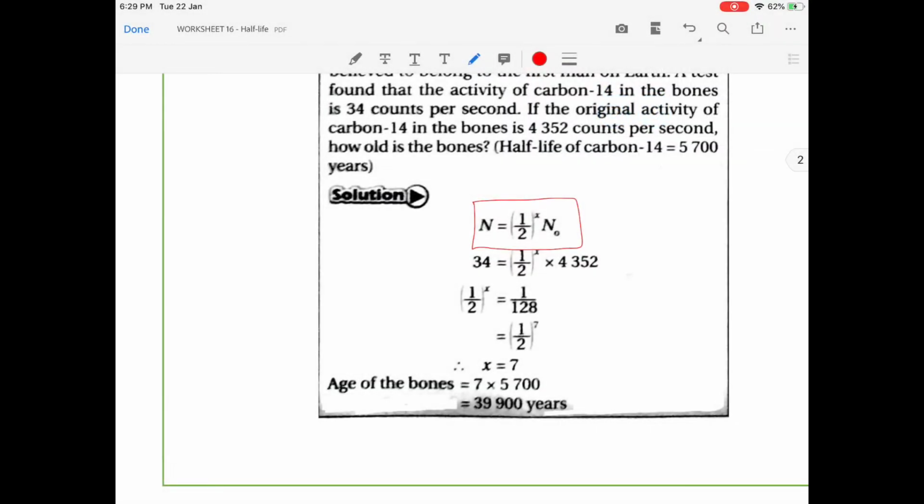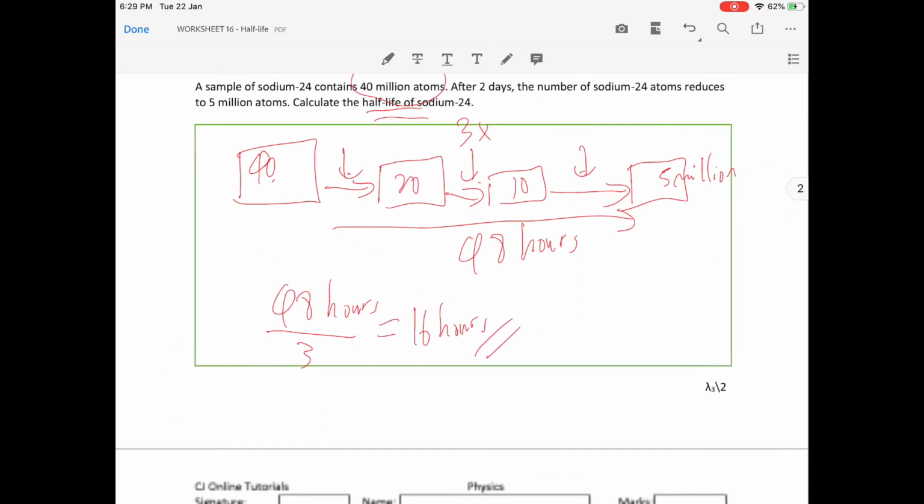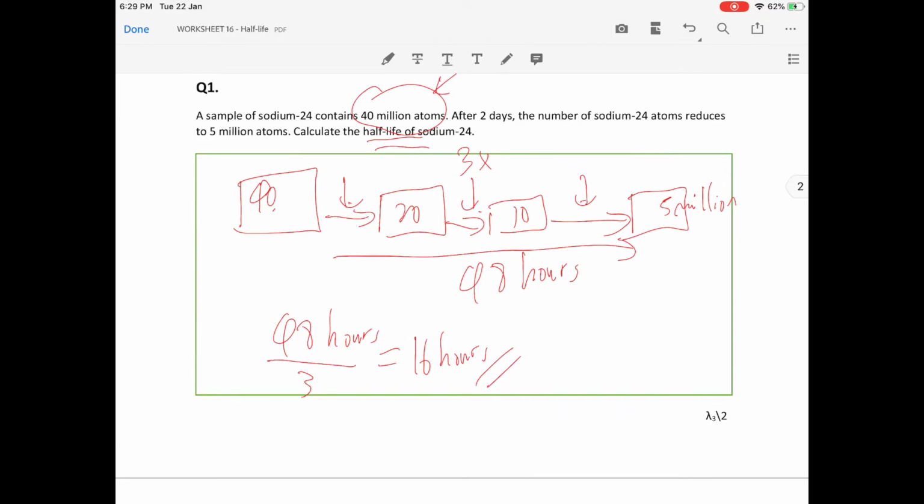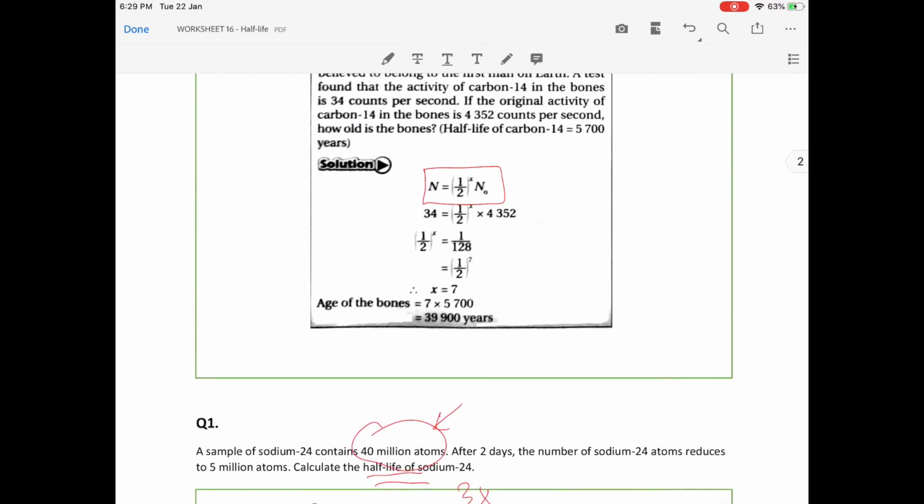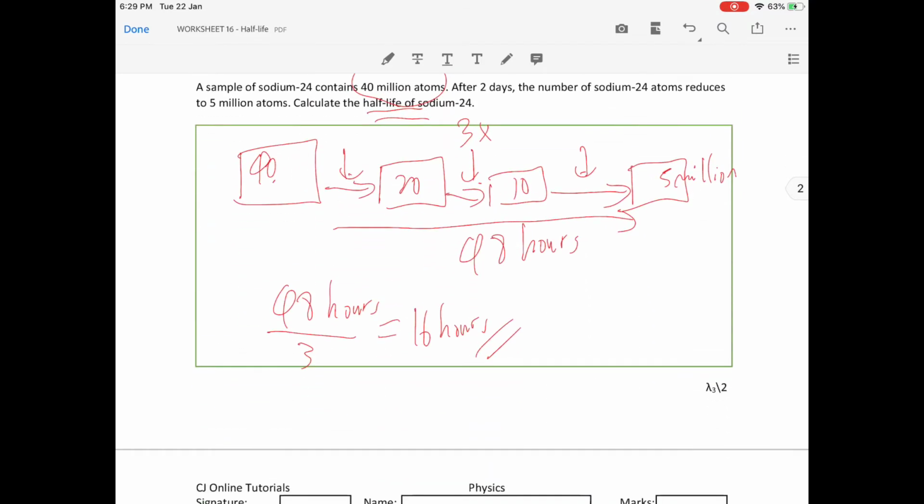So coming back to question number one. I kind of regret writing so big now. All right, let's use the formula method. If you scroll up, the formula is N equals half to the power of x times N naught. So let's write it down. N equals half to the power of x times N naught.